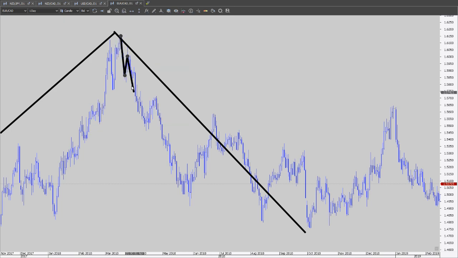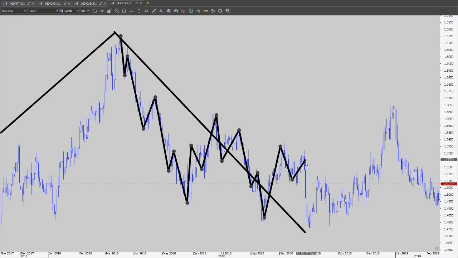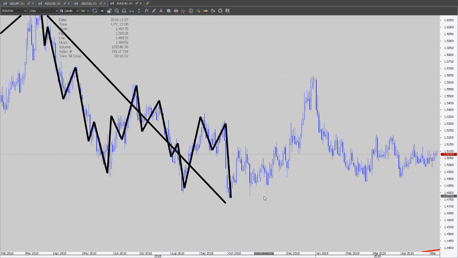The short-term downtrend. Lower lows, lower highs. Lower lows, higher highs, higher lows. Lower lows, lower highs, lower lows. Lower highs, higher low, lower low. Lower high until here, right?